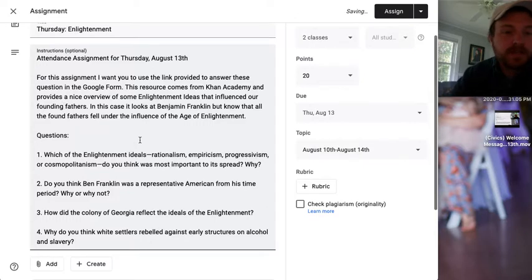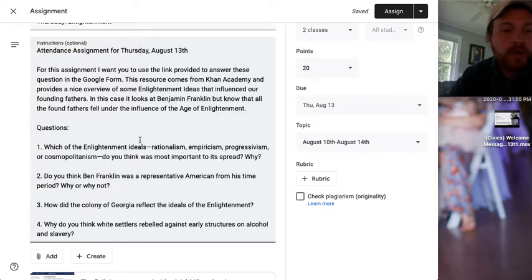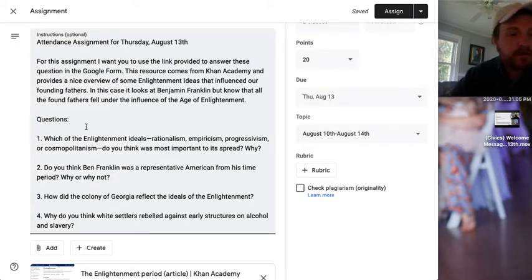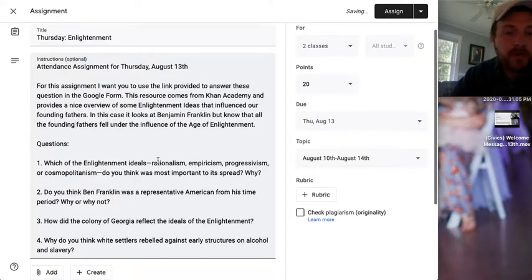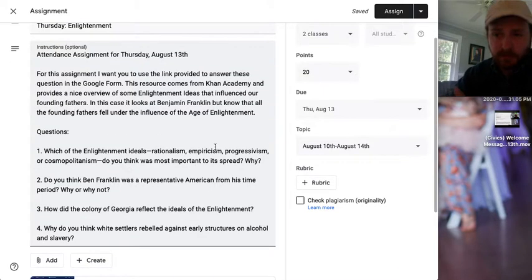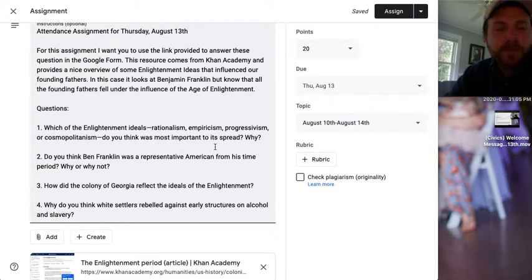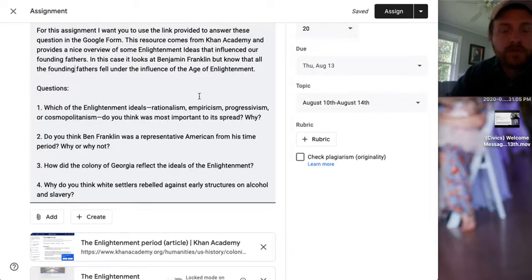In this case, it looks at Benjamin Franklin, but know that all the founding fathers fell under the influence of the Age of Enlightenment. It also gives you some context on what is the Age of Enlightenment, which you should have learned about in world history, but if not, once you read through this, there is a reading check of these four questions that can be found on the Google form, and I'll read those at the Google form in just a second.